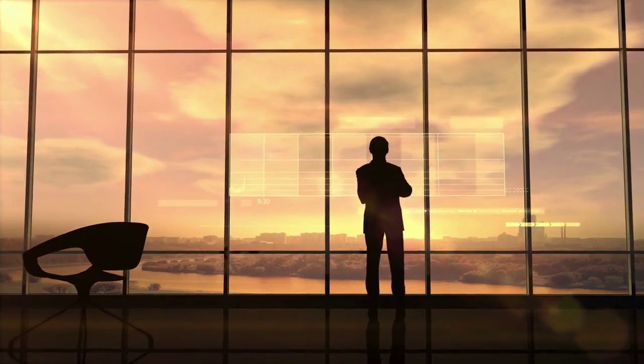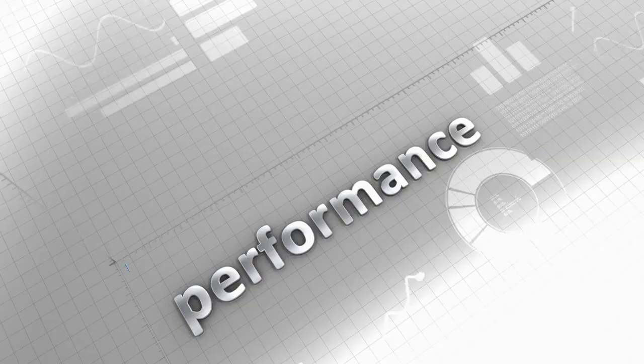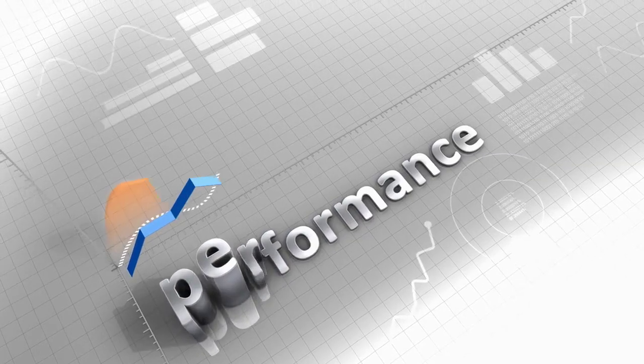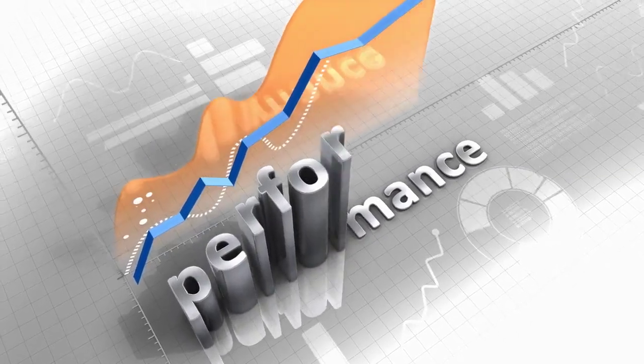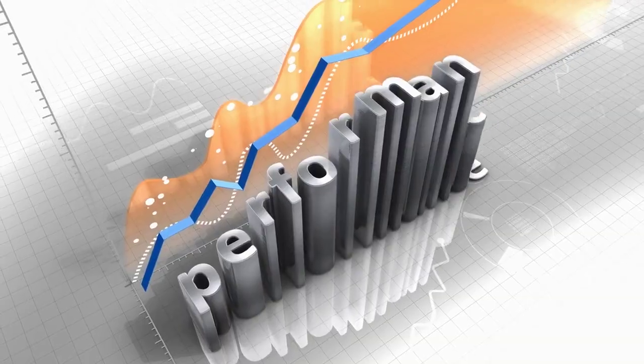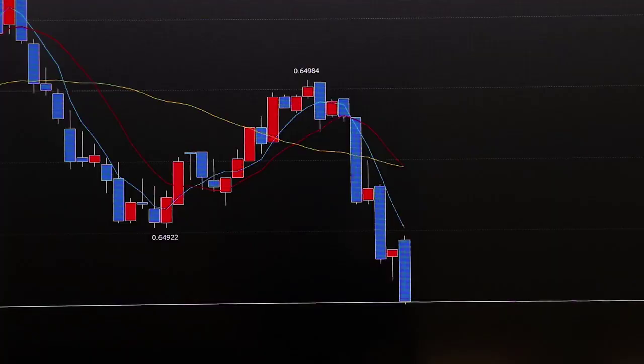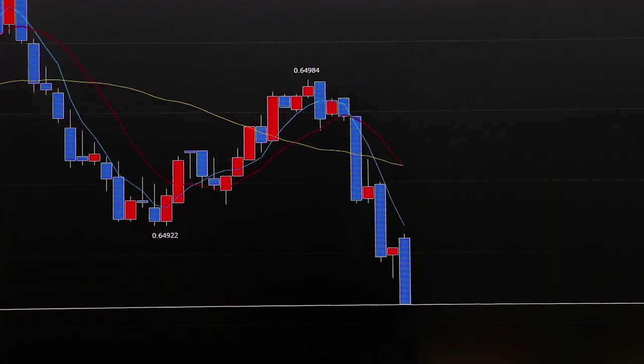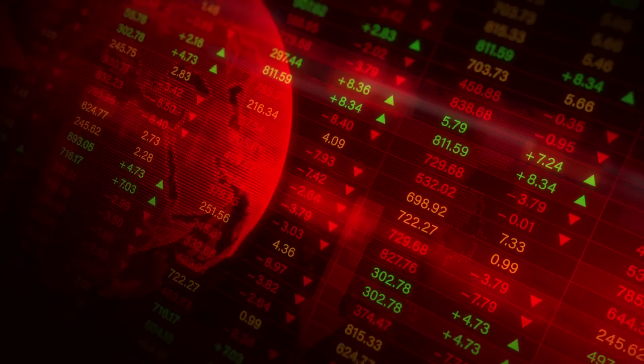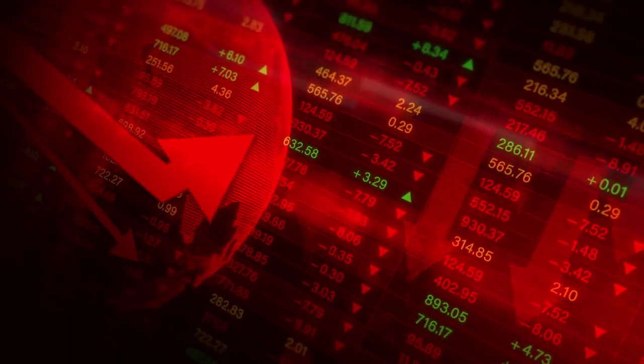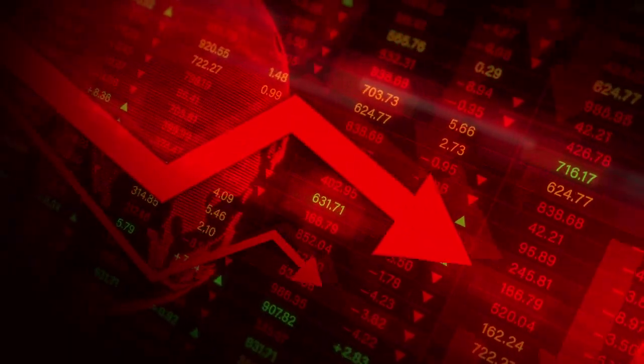Sixth, continuously monitor and adapt. I look at my performance metrics, Sharpe ratio, win-loss ratio, maximum drawdown, on a rolling quarterly basis. If suddenly my Sharpe ratio drops from 1.2 to 0.5 over 3 months, I dig in. Am I just experiencing a drawdown, or did the underlying market regime change?